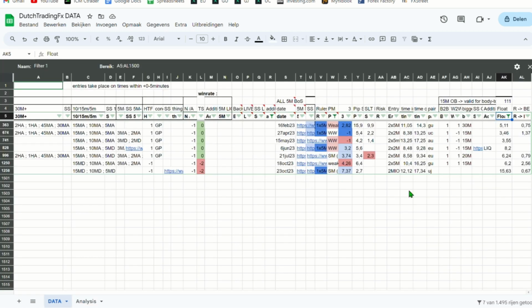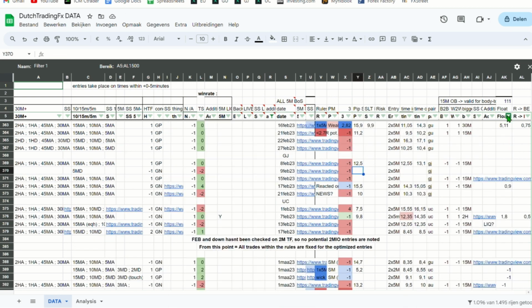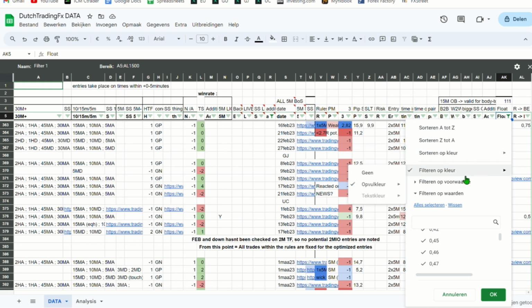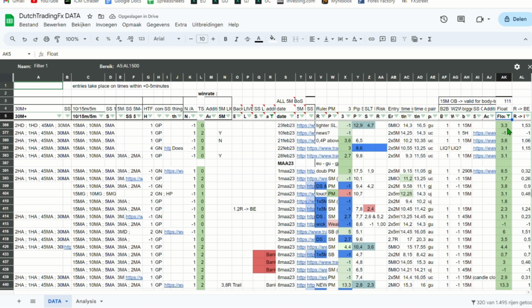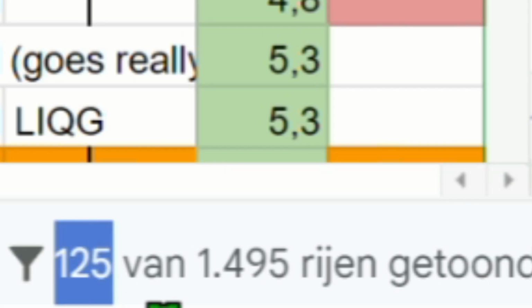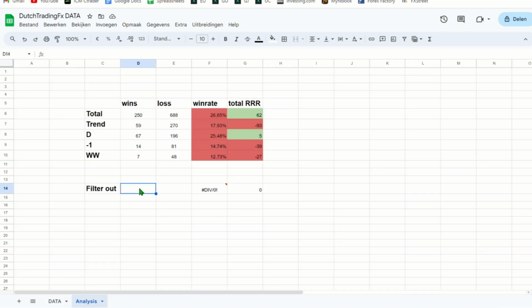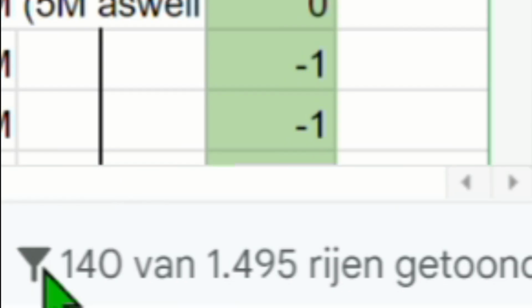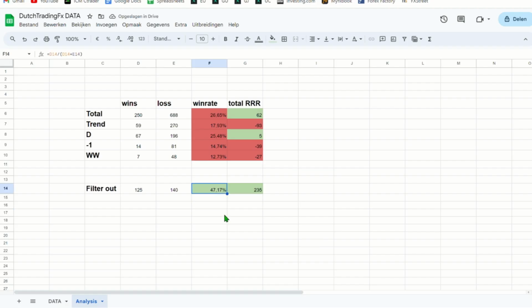And what happens if I filter everything out? I will show you right now. This is what happens if I filter all those rules out. I've marked it in green. So all of these trades, I will have a total of 320 trades, of which 125 are wins. So let's put it in. 125 wins and 140 losses. Then we have a win rate of 47%, and for every win it's a 3R. That comes out to a 235 risk to reward ratio in profit.